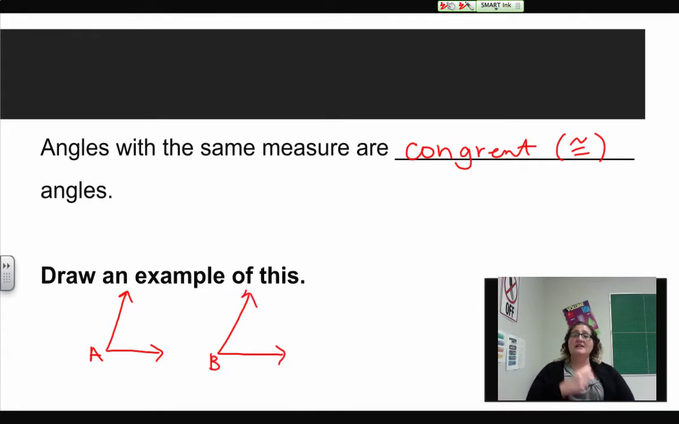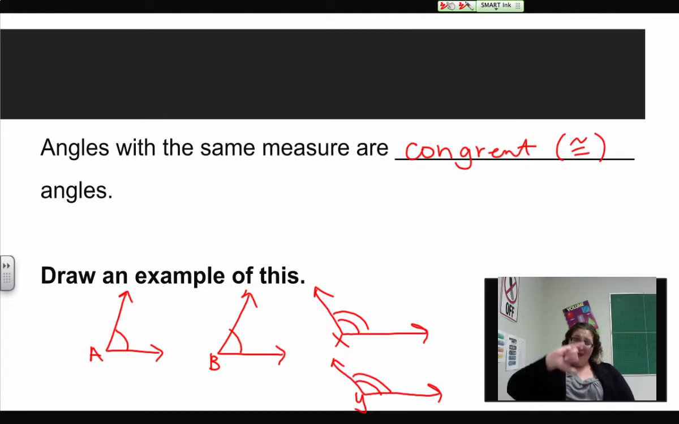To indicate by the markings that they're congruent, you'll see a mark like that. If we have more than that, like let me do an obtuse angle over here, X and Y. By those markings, I'm saying that angle X is congruent to angle Y, but it's not congruent to angle B.